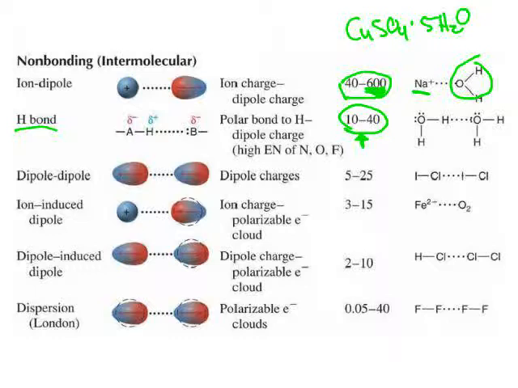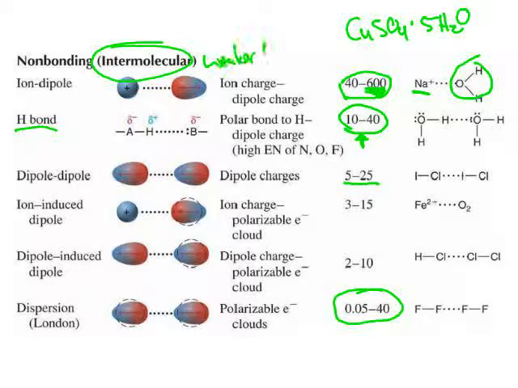In a similar way, if we go down the list, dipole-dipole attractions take usually between 5 and 25 kilojoules per mole, and London dispersion forces usually between 0.05 and 40 kilojoules per mole to break that sort of attraction. So the main point I wanted to make with looking at this was that the intermolecular forces, guys, keep this in mind, these are always weaker than bonds.